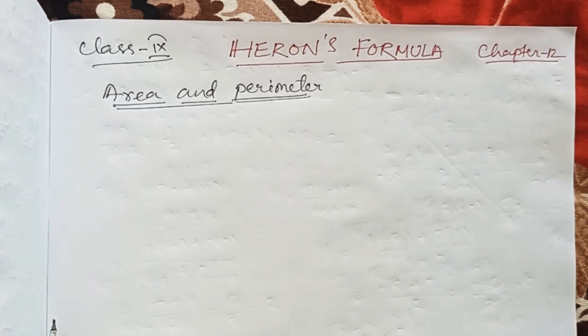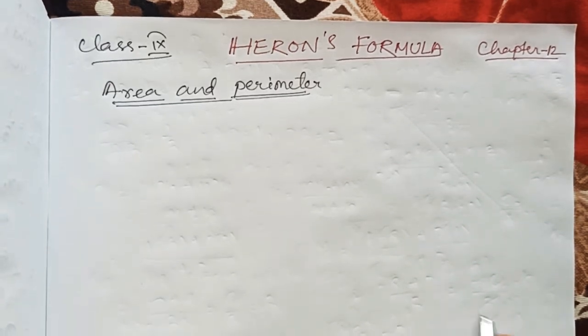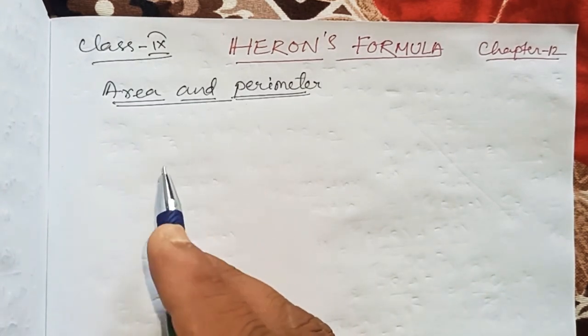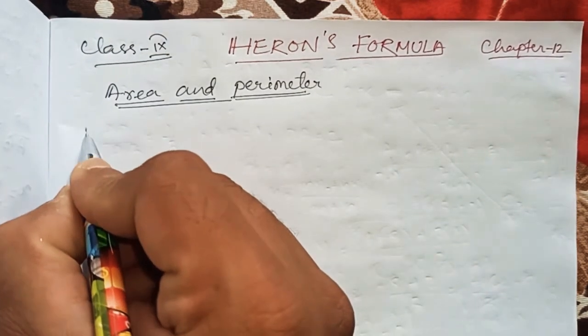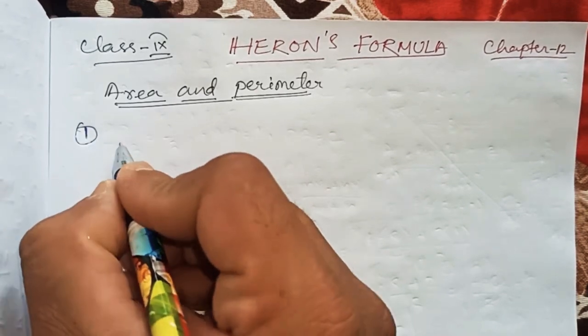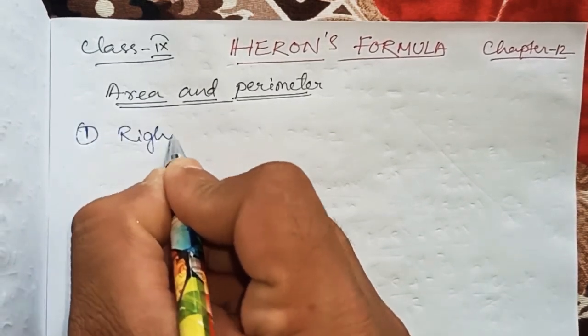First of all I will teach you all the basic things about the area and perimeter of different triangles, then we will start the Heron's formula topic. So first of all I want to give you the formula for area and perimeter of a right angle triangle. The first triangle is the right angled triangle.